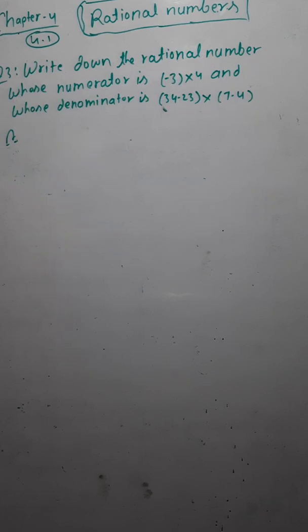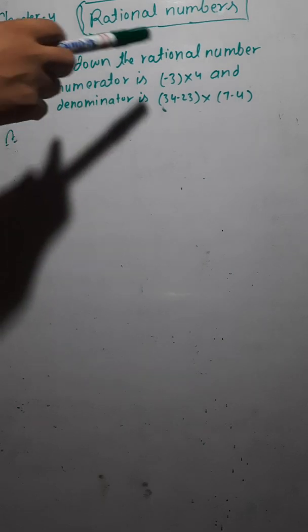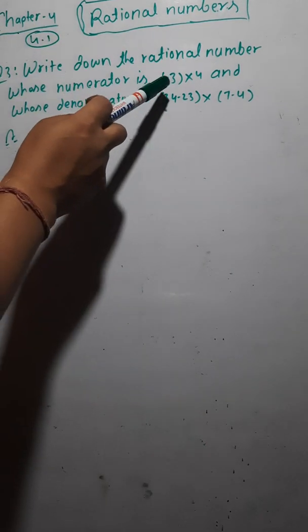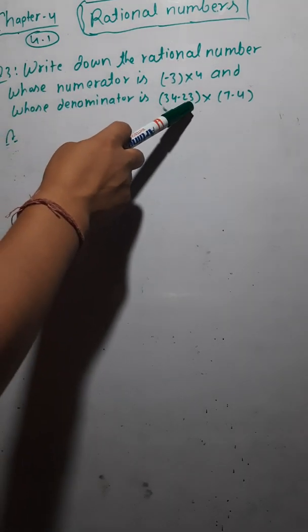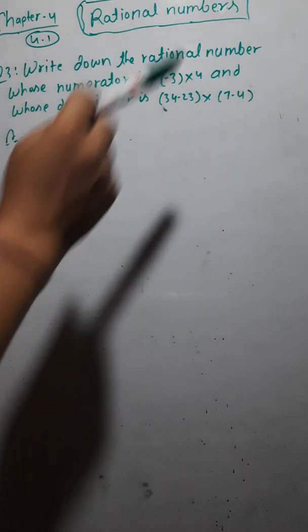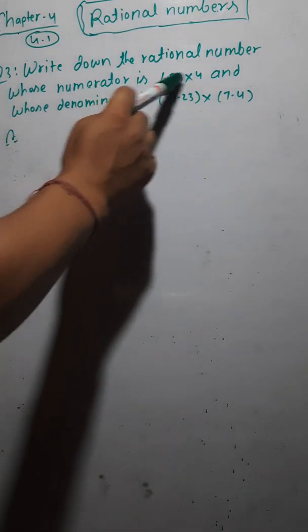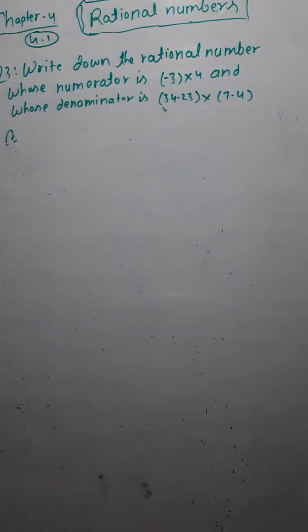Now here you have the next question. That would be the question number 3. So question is, write down the rational number whose numerator is minus 3 multiply 4 and denominator is 34 minus 23 multiply 7 minus 4. So this is the denominator and this is the numerator. So what is the rational number then?